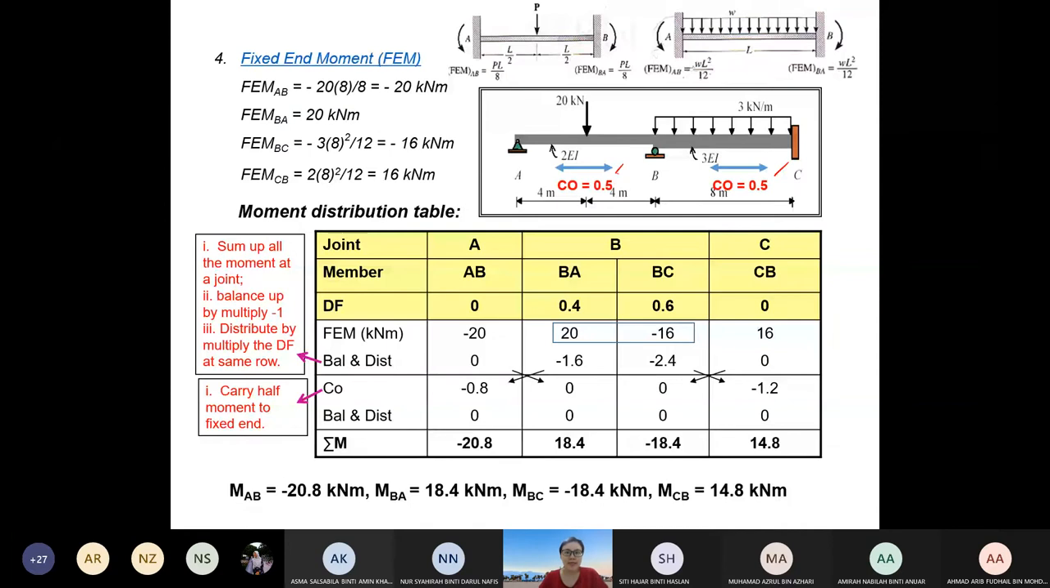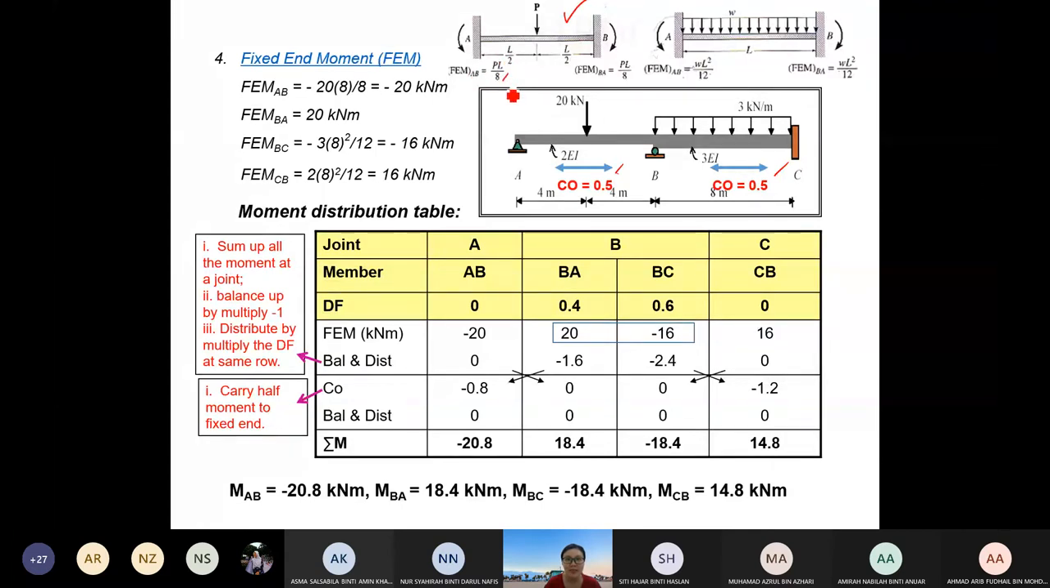Another thing is the fixed end moment. There will be a fixed end moment if there is a loading on your member. Treat both ends as fixed. For this example, we will do that, but when you see a different example, do ask me why. Now we use the fixed end moment, treating it as a fixed condition. For AB, we select the appropriate case, then we determine the moments.